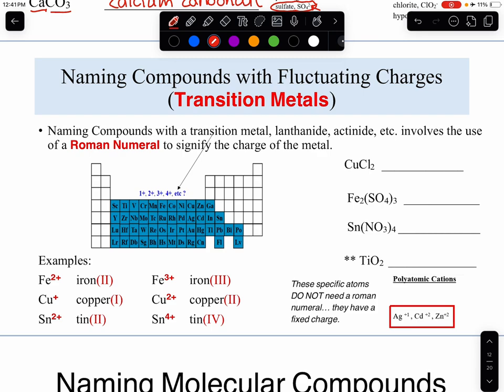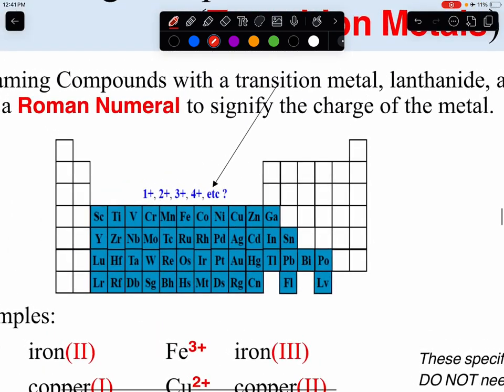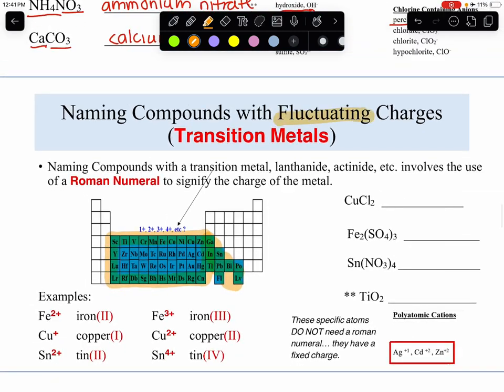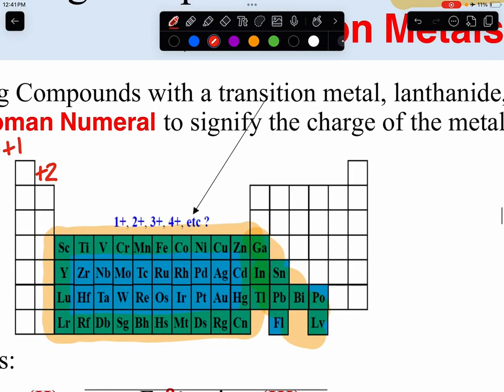bit more difficult. This is actually the most difficult it gets, and this is the center section. We call this the transition metals. So transition metals are right along here, group 3 through group 12, and there's a couple extras down here, and these have what we call fluctuating charges. Fluctuating meaning they change.